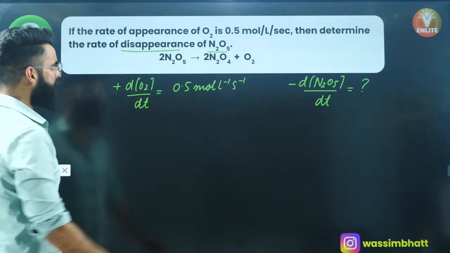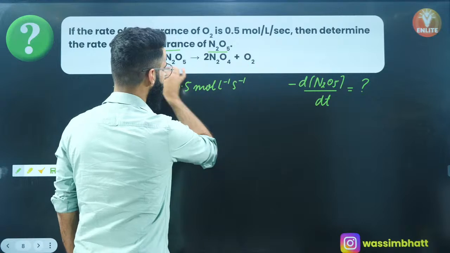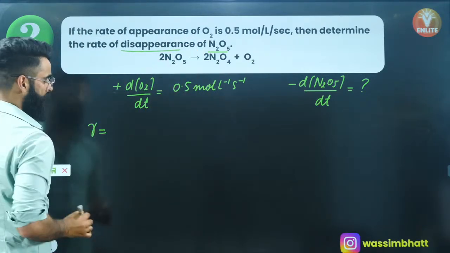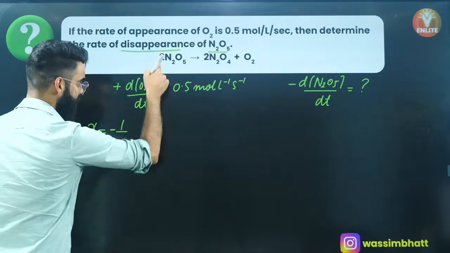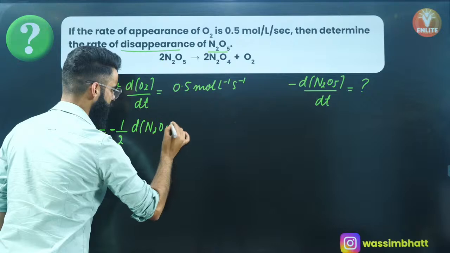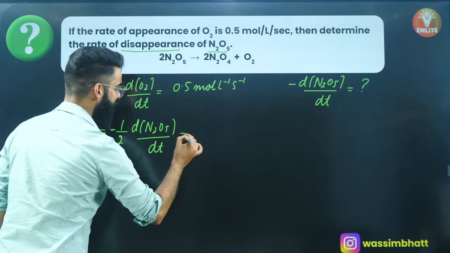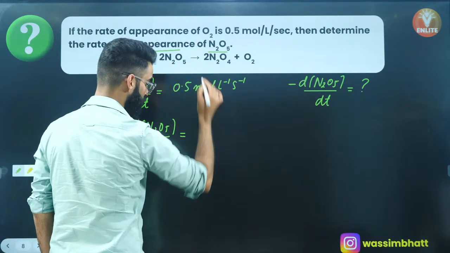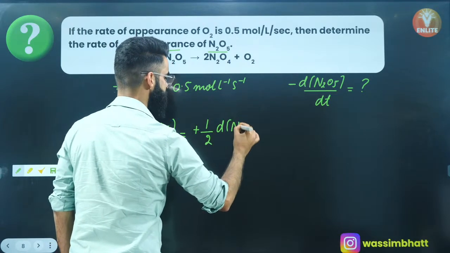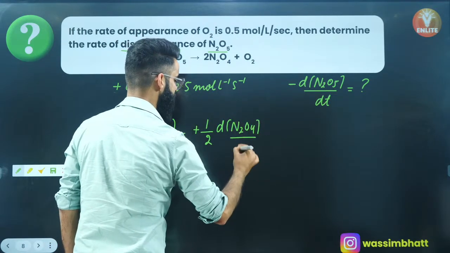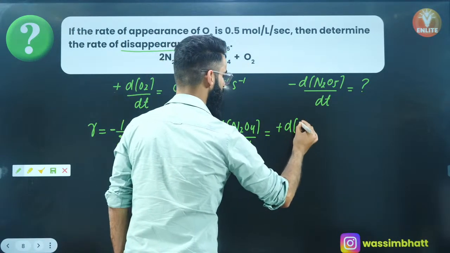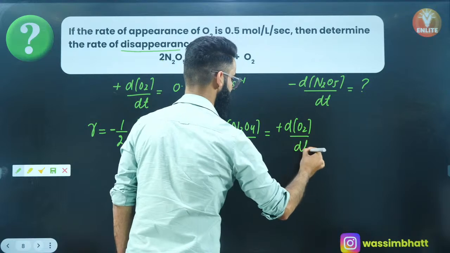Now, first thing, my dear people, for this particular reaction, let me write the differential form of rate. Rate of reaction is equal to, I'll start with the minus sign, 1 divided by stoichiometric coefficient of N2O5, which is 2, change in the concentration of N2O5 divided by dt, which you can write in terms of N2O4 as well. Since N2O4 is the product, start with the plus sign, 1 by stoichiometric coefficient, that's 2, change in the concentration of N2O4 divided by dt, right? You can write it in terms of O2 as well, plus d of O2 divided by dt, right?